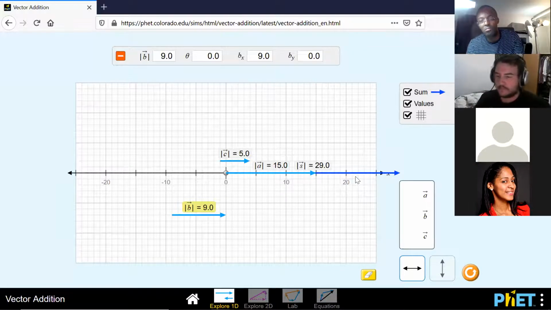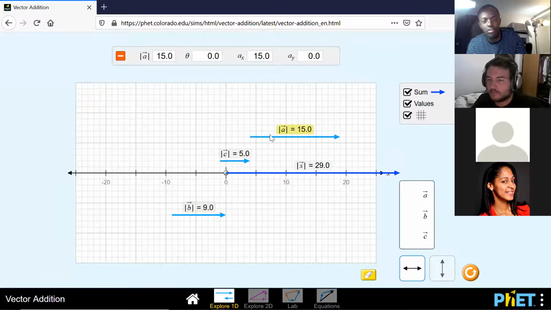So that's the dark blue vector. It doesn't start here, it starts at the origin. Let me move the A vector here. See, this one is 29. So that's the resultant vector.